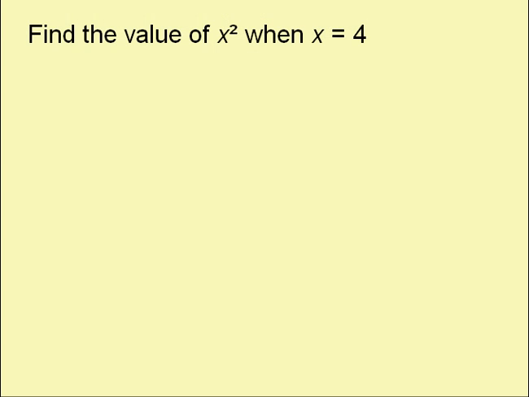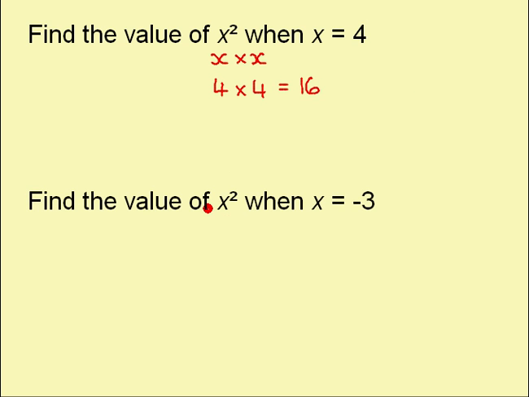This time, I want to find the value of x squared when x equals 4. I need to remember that squaring a number means I'm multiplying it by itself. So x squared is actually x times x. Remember, x is 4, so I've got 4 times 4. And 4 times 4 is 16.